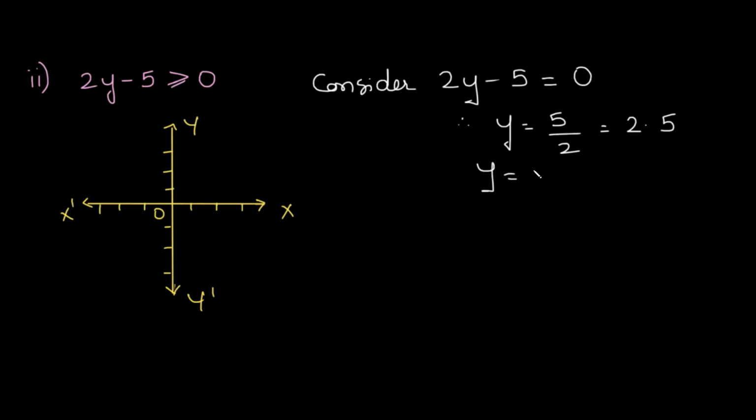This is the equation of a line which is parallel to the x-axis, passing through the point y is equal to 2.5. So as a result, what we do is we plot this line first. So the points over here on the x-axis, same way on the y-axis also.